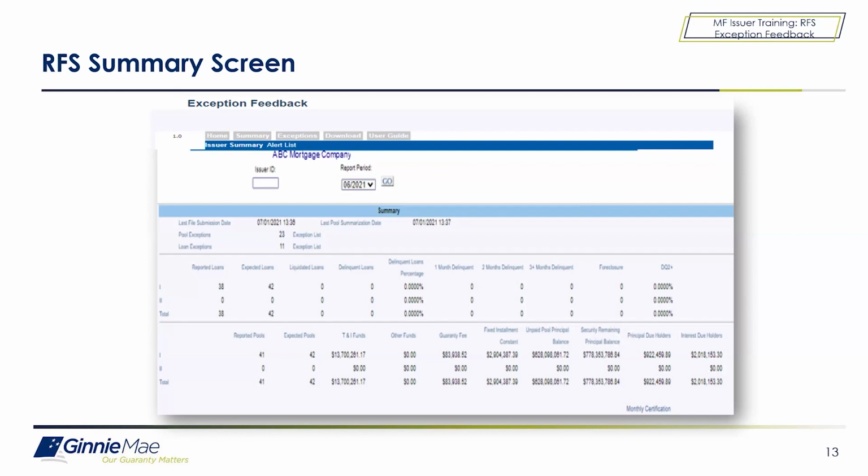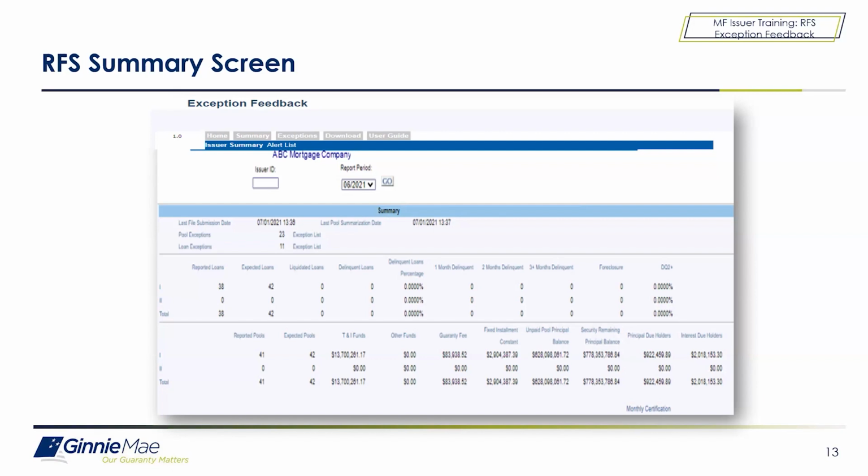If you're missing current data, this is where you would find a difference in the reported versus the expected loans and pools. On this particular issuer, there are 38 reported loans and 42 expected loans. Therefore, this issuer is missing 4 loans. There are 41 reported pools and 42 expected pools on the bottom half of the screen. Therefore, this issuer is missing 1 pool. There are 23 outstanding pool exceptions and 11 outstanding loan exceptions.